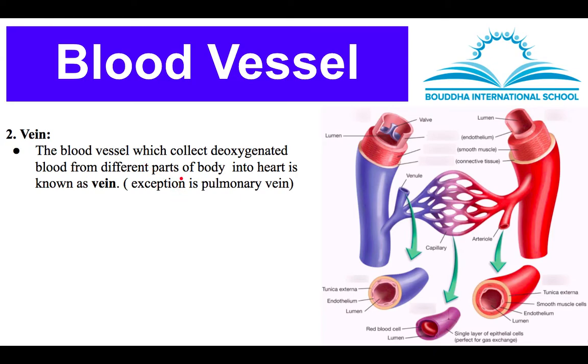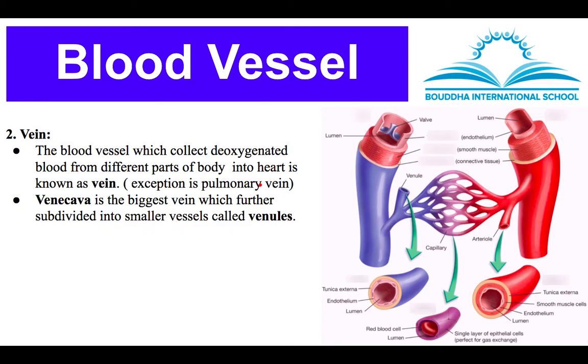Normally the vein carries deoxygenated or impure blood, but the exception is the pulmonary vein, which carries pure blood from the lungs into the heart. The biggest vein is known as the vena cava. The biggest artery was called the aorta; in the same way, the biggest vein is called the vena cava. And here the vein is further divided into small branches, and the small branches of a vein are called venules, like the small branch of an artery is called an arteriole.